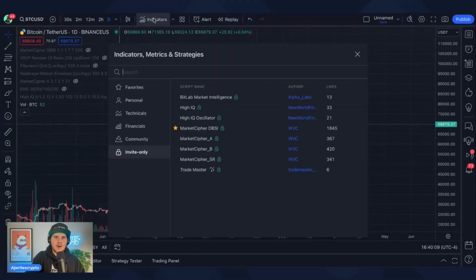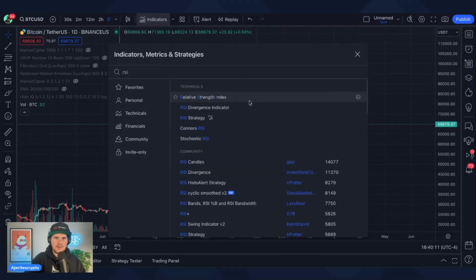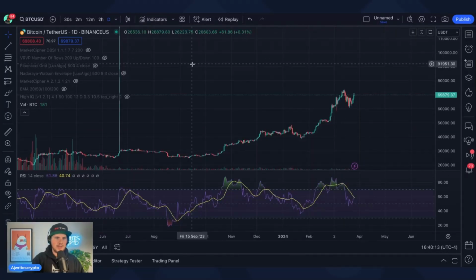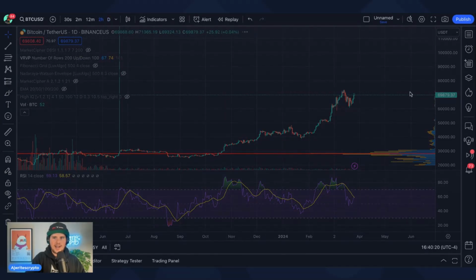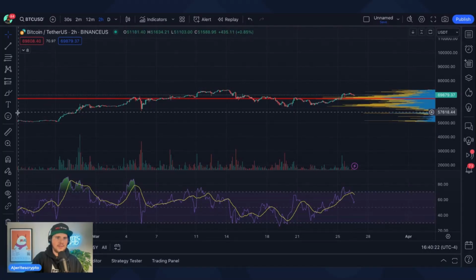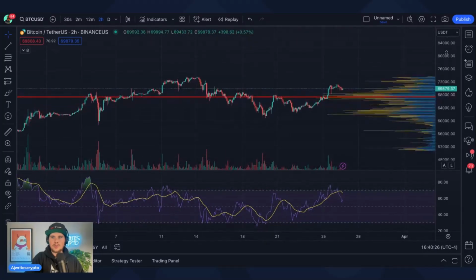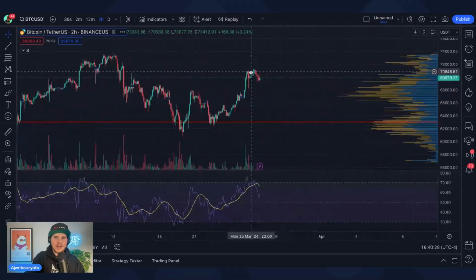So like I said, we had our RSI. Let's bring our RSI back, our relative strength index, video on that next week. Some other free indicators you can use. This here is a visible range volume profile. So whatever you can see on your chart, the visible range of the chart, it will show you where the volume is, where the money is.